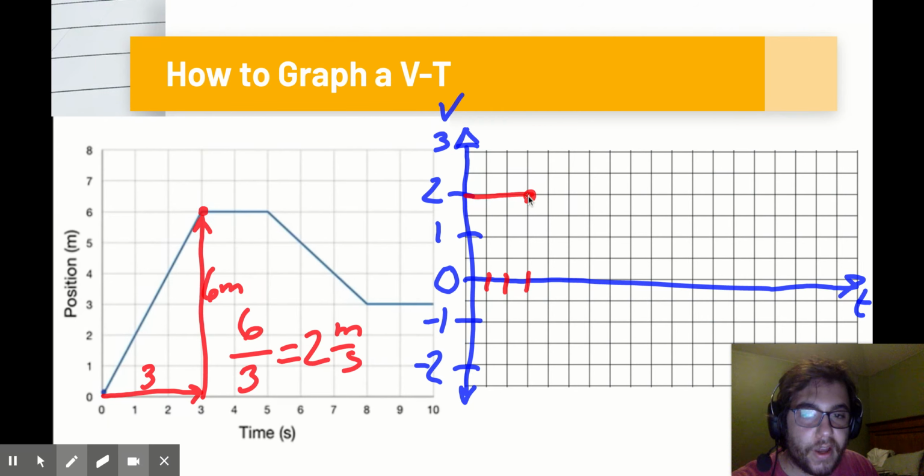It's just a flat line. The reason we know it's a flat line is velocity is constant, so it's not changing or anything. So we don't really have to worry about any changes. It's just a flat number.